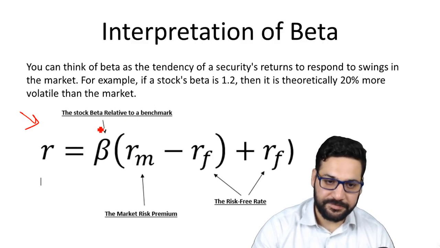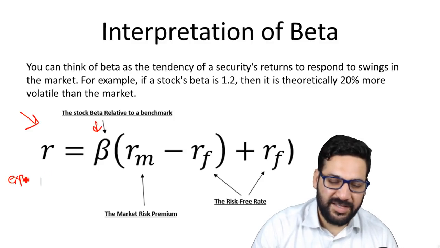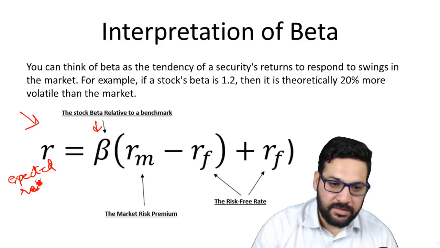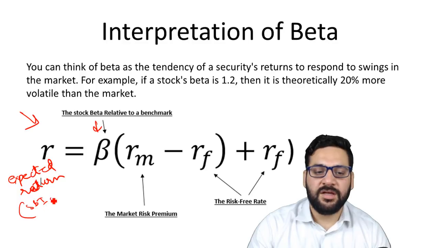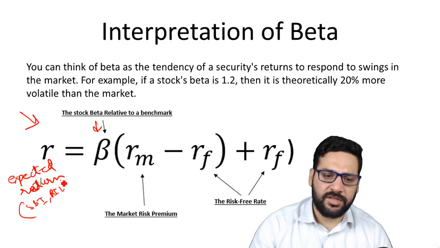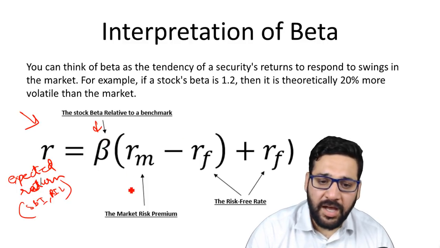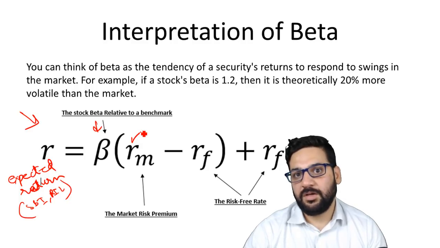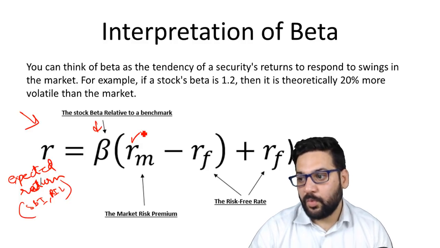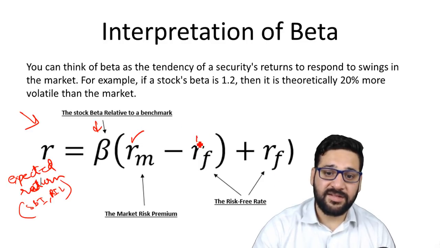R is the expected return of a security. Which security? Let's say SBI, Reliance, or any other security, Kajaria Ceramics and all. B is the beta. RM is the market return. What is the return of the whole market? Let's say the return of Sensex. RF is the risk-free return.